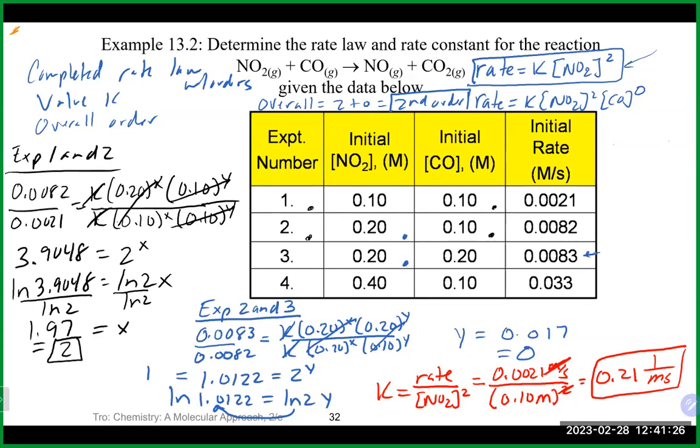1.97. I would say probably you should round to the whole number. I don't know personally if I would dock you on that. A lot of times orders are whole numbers. They could be not whole numbers, but most of the time people will round to the nearest whole number if it's close. Other questions?